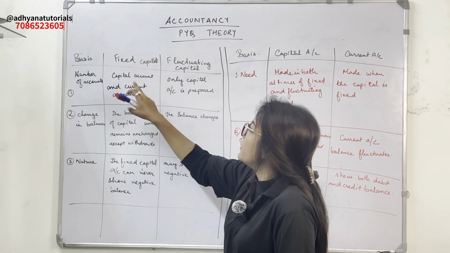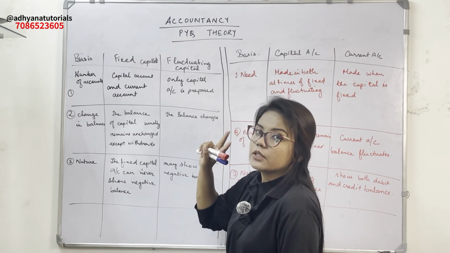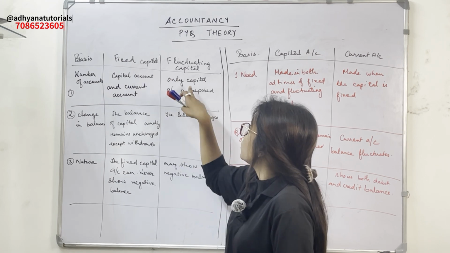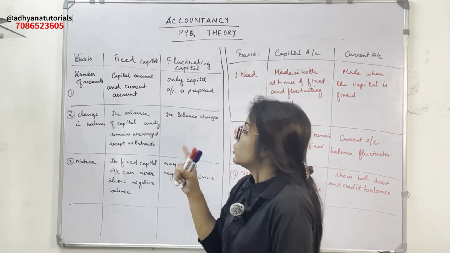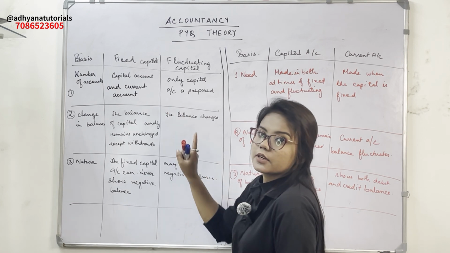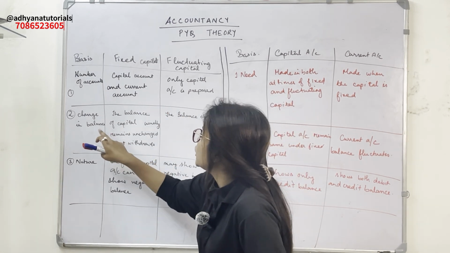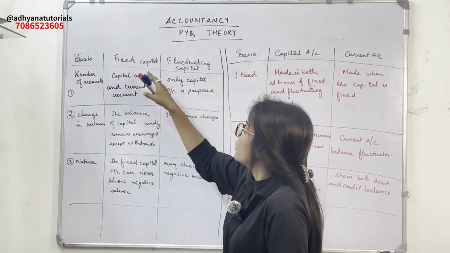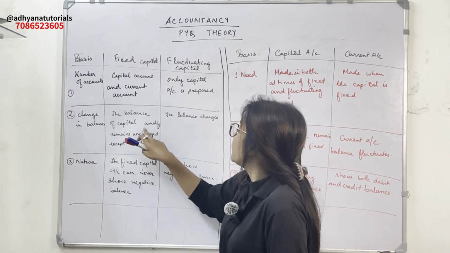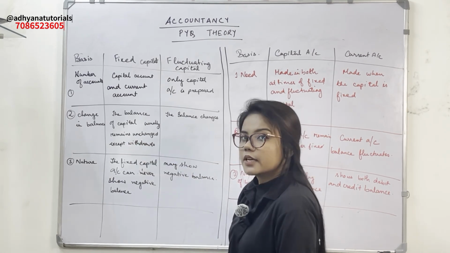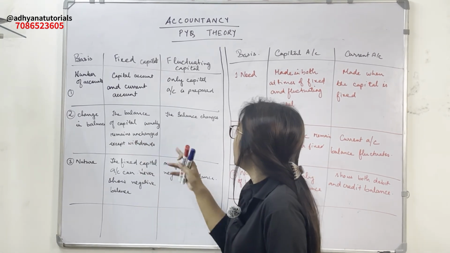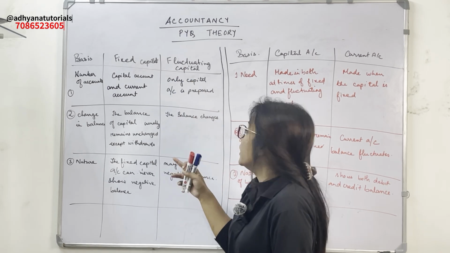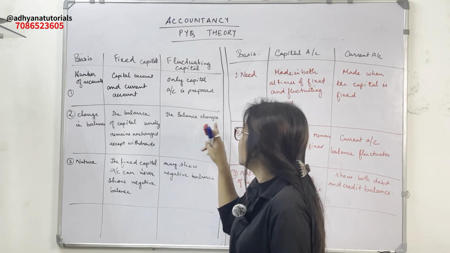फिक्स कैपिटल में कैपिटल अकाउंट एंड करंट अकाउंट बनाया जाता है. 2 अकाउंट बनाया जाता है, कैपिटल अकाउंट और करंट अकाउंट. फ्लक्चुएटिंग में क्या बनाया जाता है, सिर्फ कैपिटल अकाउंट बनाया जाता है. ठीक है, change in balance. फिक्स कैपिटल में, since it is fixed, the balance of the capital usually remains unchanged. but in fluctuating capital account, the balance changes. यहाँ पे balance change हो सकता है.